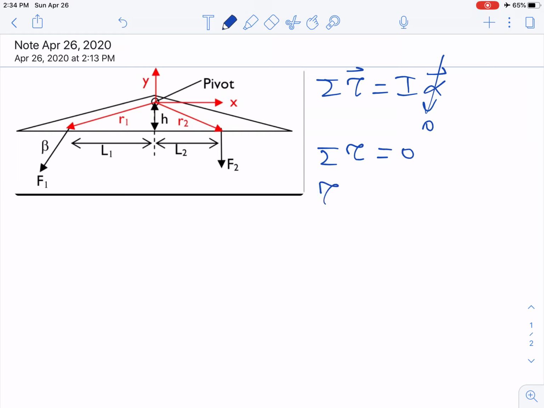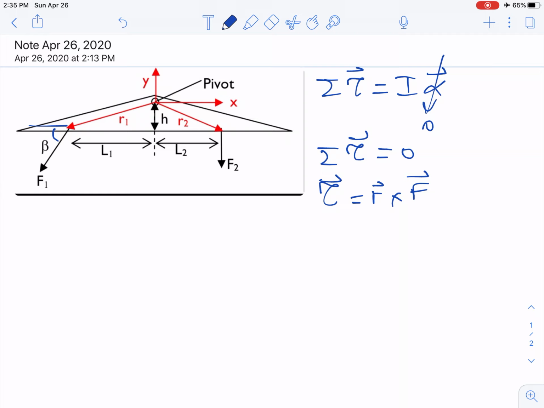Torque in general is r times F. Let me write it in vector form first: r cross F. We are going to consider this for the individual forces. We have two forces, F1 and F2. Here, this is beta, and F2 is straight down. H is the vertical distance from the pivot point to the force points, and L1 and L2 are the horizontal distances from the pivot to the force points.